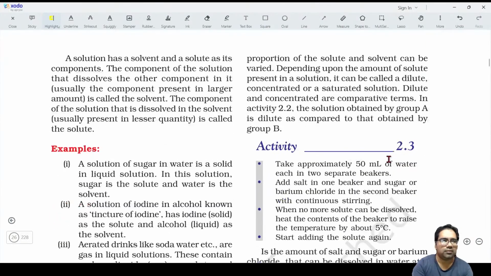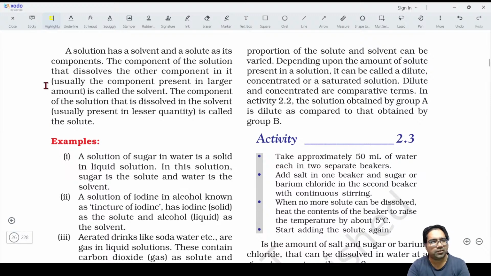Now, solution has got two important things. What are those called? What is solute? What is solvent? Which is the bigger one? I can't hear you, ma. Sir, I don't know what happened. I got disconnected. Okay. In solution, what is solute? What is solvent? Solute is the component of the solution which gets dissolved, and solvent is the larger part which dissolves the solute. Right. Solute is the smaller one.